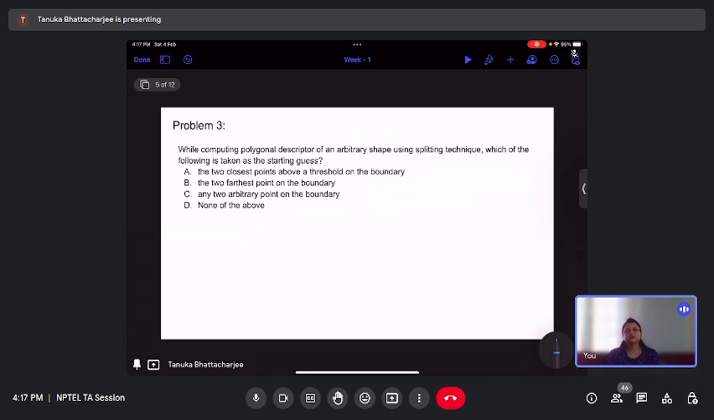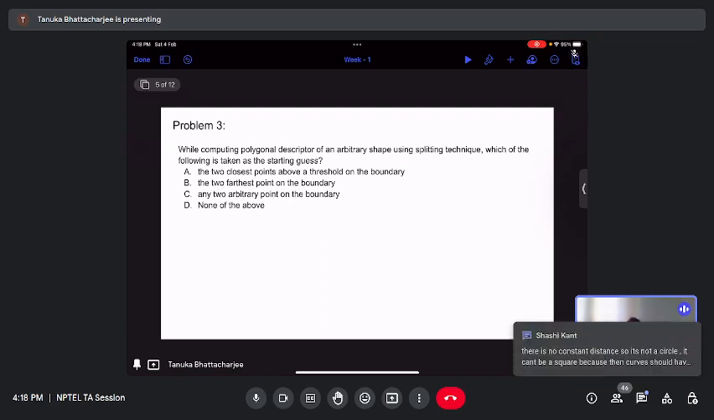Okay. The next thing we have is the polygonal descriptor. The question was: to obtain a polygonal descriptor using the splitting technique, which should be the starting guess?